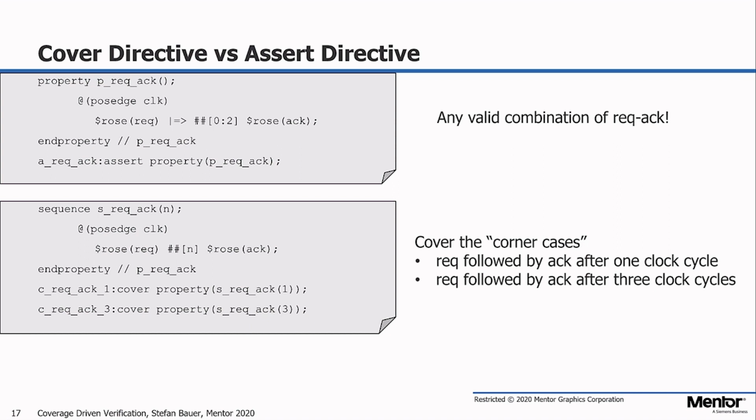So let's run a simulation. When you run a simulation and the acknowledge signal follows the request signal 1 clock cycle later, this specific cover item will be incremented. The same if the acknowledge signal follows the request signal 3 clock cycles later. The other one will be incremented. But what if the acknowledge signal follows the request signal 4 clock cycles later? Nothing will happen here with the cover. The cover simply will cover if the sequence occurs. If it does not occur, it will not do anything. This property here, because of the assert, will give you an error if this sequence is violated.